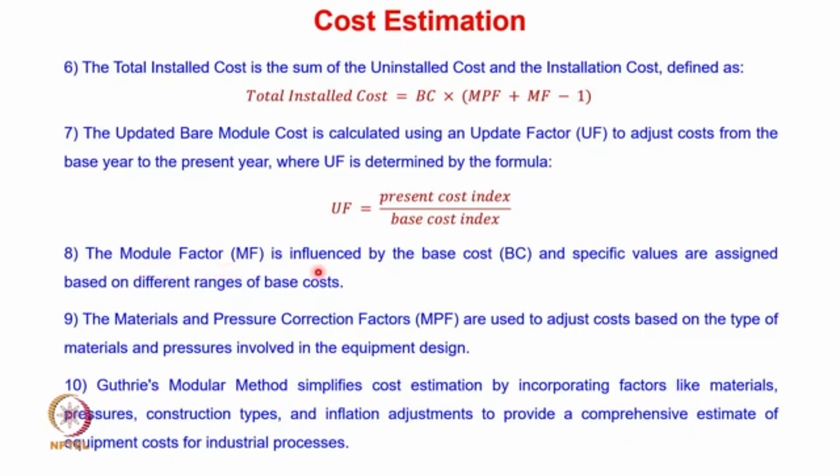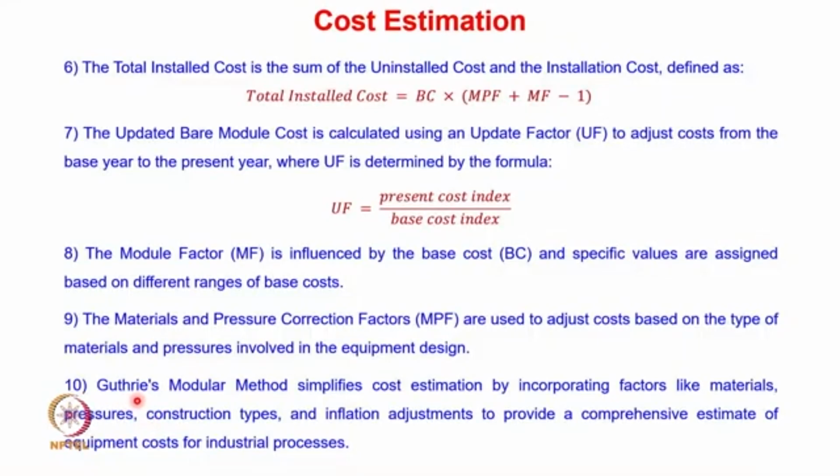So the module factor is influenced by the base cost, and specific values are assigned based on the different ranges of the base cost. The material and pressure correction factors are used to adjust costs based on the type of material and pressure involved in the equipment design. That is what we have seen. Depending on what material and what pressure conditions we are using, the cost will increase or decrease. Okay. And the final point here is that Guthrie's modular method simplifies the cost estimation by incorporating factors like materials, pressures, construction types, and inflation adjustment to provide a comprehensive estimate of the equipment cost for industrial processes.